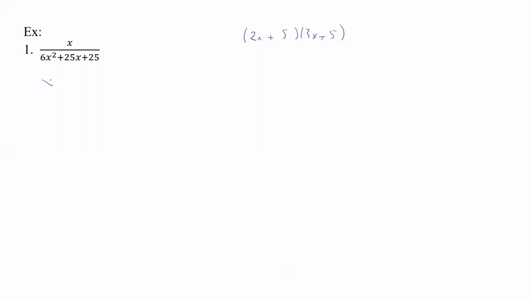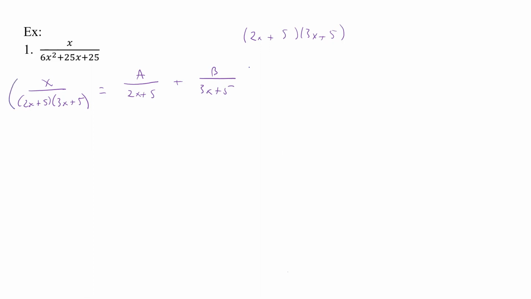So now I can say, well, that's x over 2x plus 5 times 3x plus 5. And these are different terms as far as factors, they're not quadratics. And so that's just going to give us A over 2x plus 5 plus B over 3x plus 5.